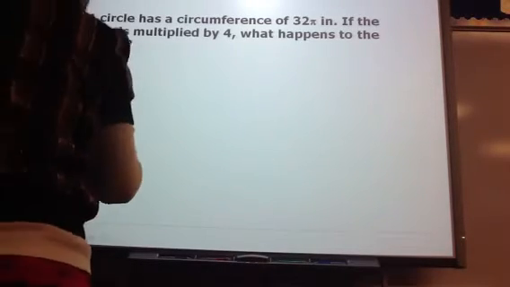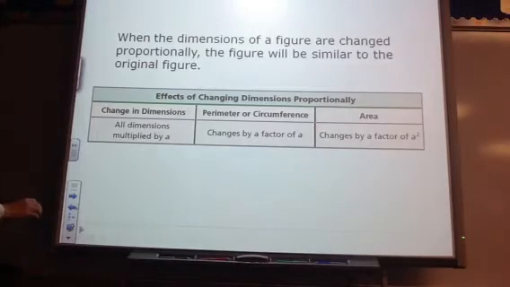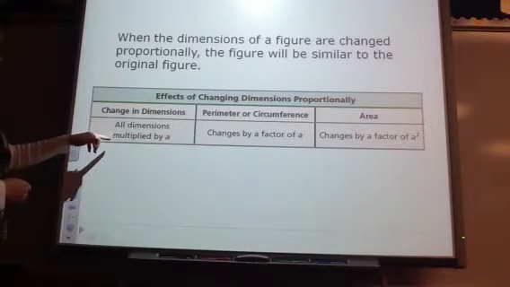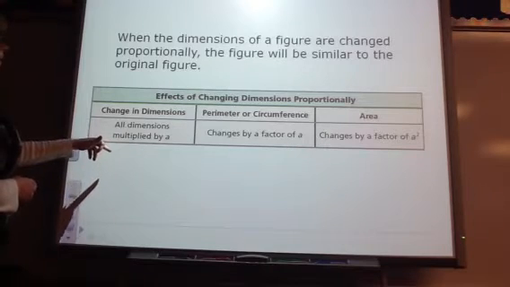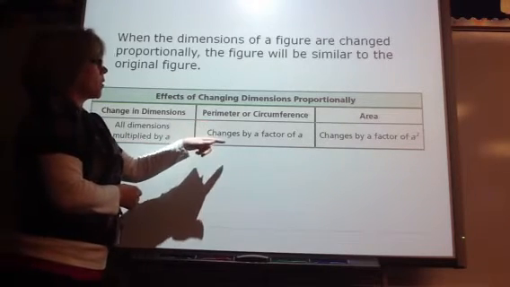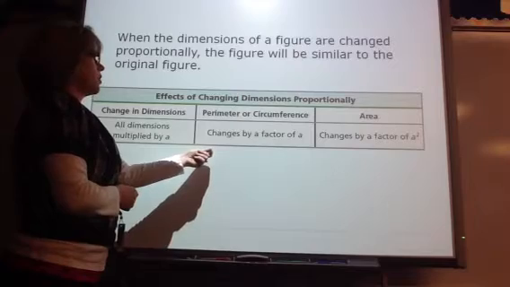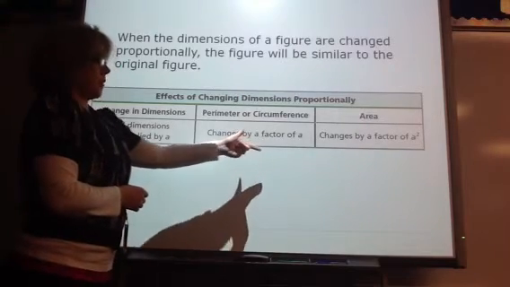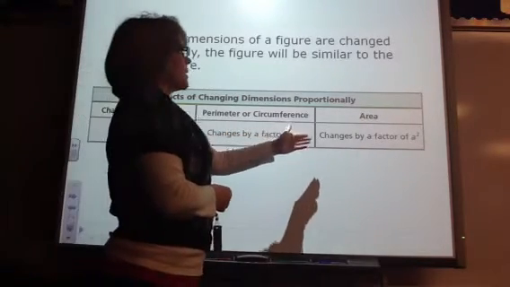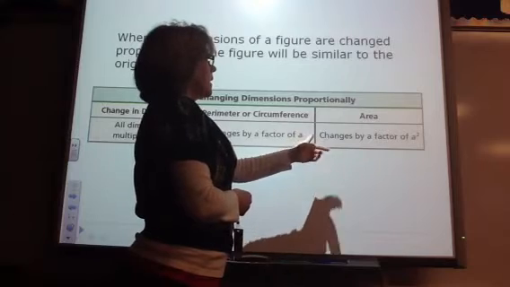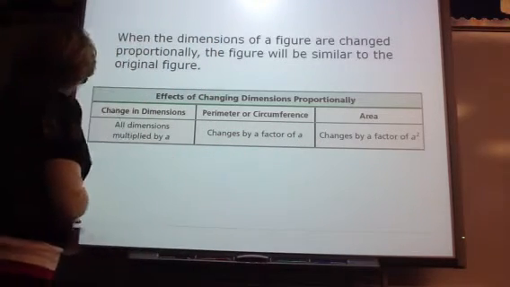Alright guys, we're going to talk about the second part of 10-5. When the dimensions of a figure are changed proportionally, the figure will be similar to the original figure. So when you have a change in the dimensions, when it's multiplied by A, the change in the perimeter or the circumference is going to be the same. The change is it's multiplied by the factor of A. When it's the area, it is A squared.